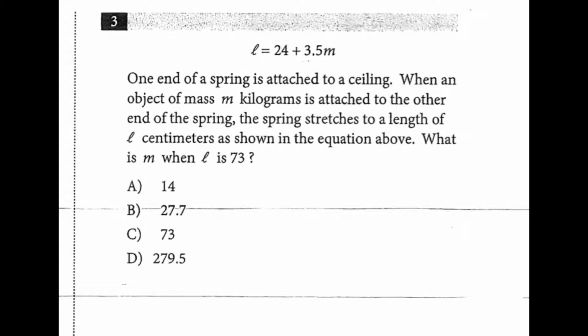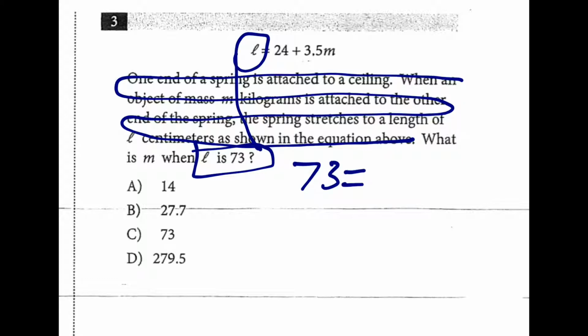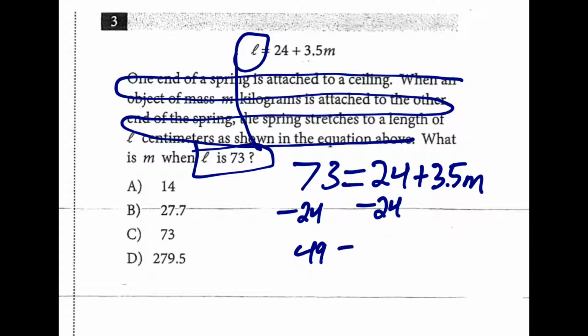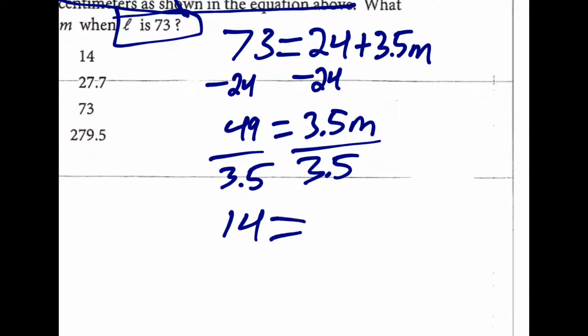This next problem, you can actually ignore everything in that paragraph except for the last sentence, which tells you to plug in 73 for L. If we substitute like that, it becomes a two-step equation. We simply subtract 24 from both sides. So we have 49 is equal to 3.5 m. And when we divide both sides by 3.5, 14 is equal to m, which gives us A.